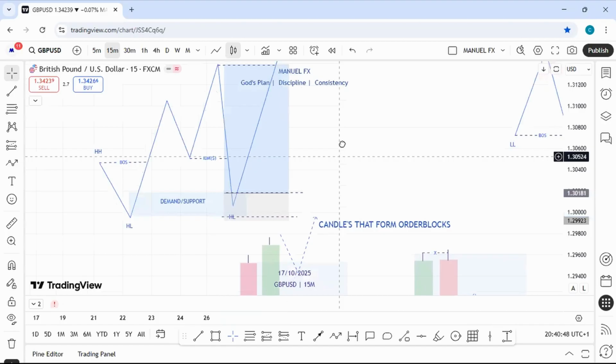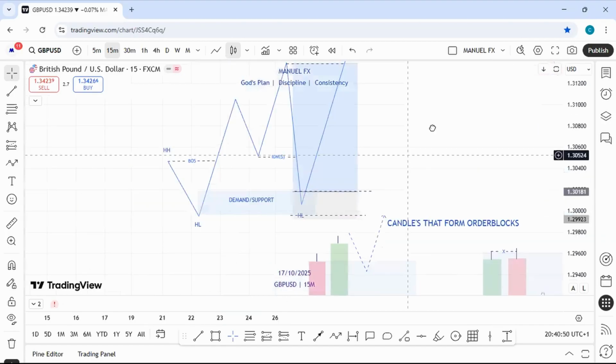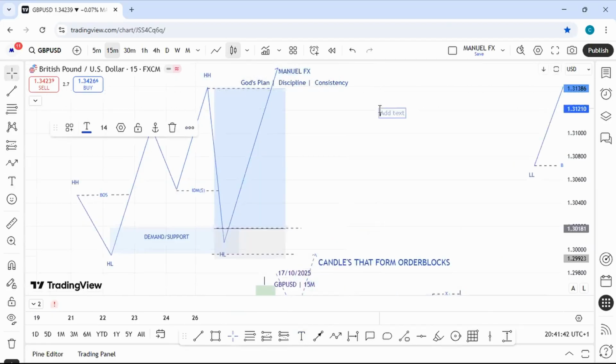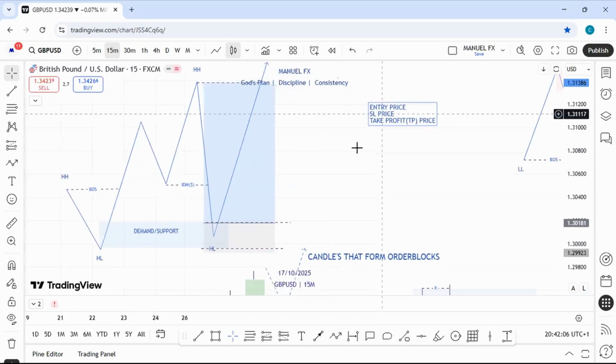Now there is something I want you to take note of. In this page, there are three things you take note of. Take note of the entry price. Take note of the SL price. And take note of the take profit, in brackets TP price. Now these three things are what we take note of.